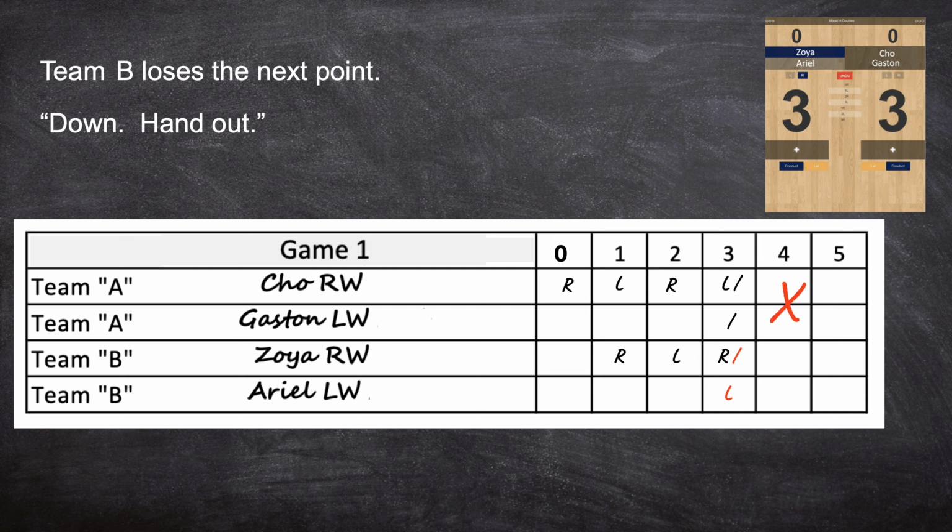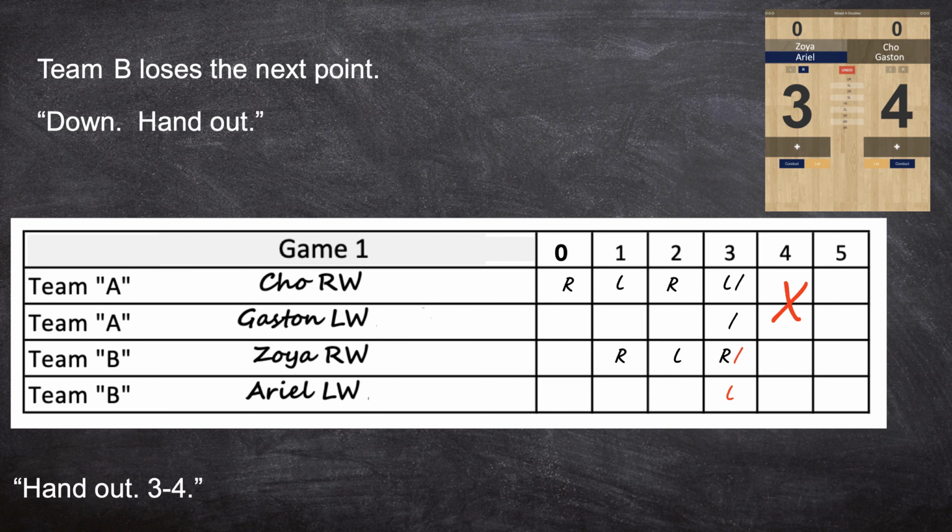Who's serving? Ariel is second hand, must continue the service box rotation. So it's left box. What score? Place an L in Ariel's point column 3 to show no change in B's points. Place an X in Team A's activity line to move Team A's point counter to 4. Handout, 3-4.